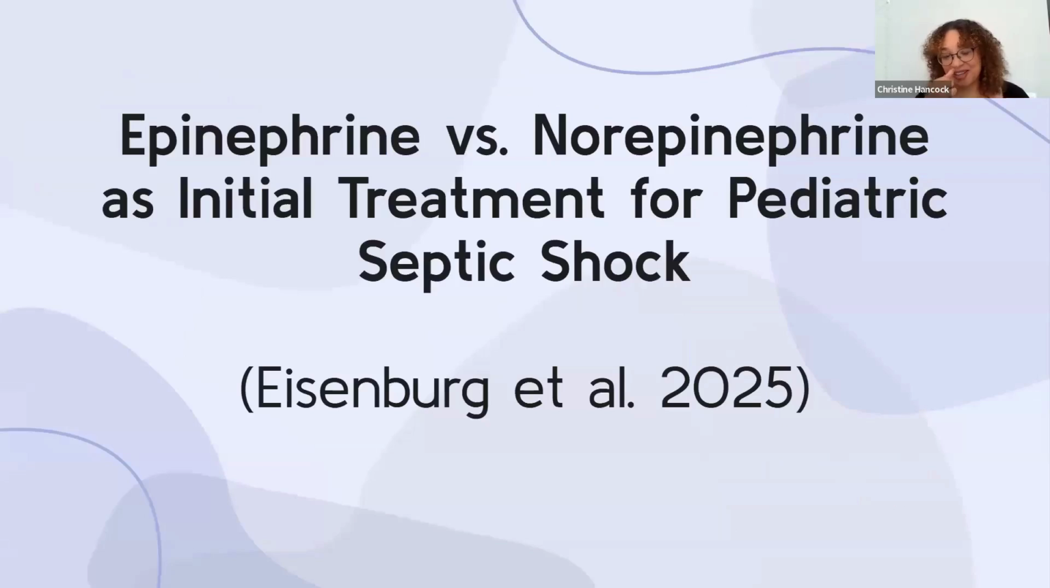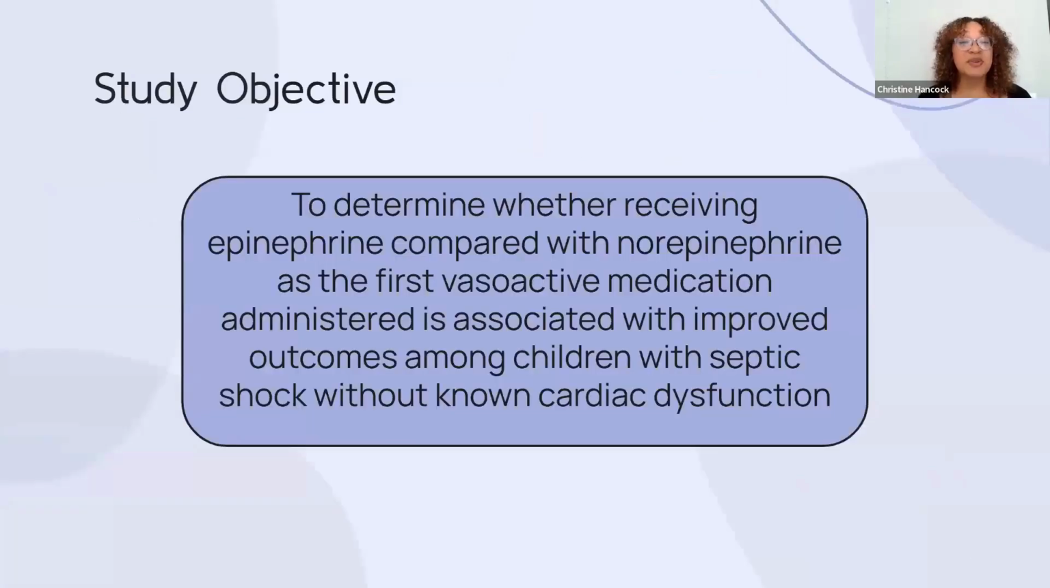So that is where this trial comes into play. This is one of the first studies that has looked at epinephrine and norepinephrine specifically in pediatric septic shock. Their objective was to determine whether receiving epinephrine compared with norepinephrine as the first vasoactive medication administered is associated with improved outcomes among children with septic shock and those who do not have known cardiac dysfunction.